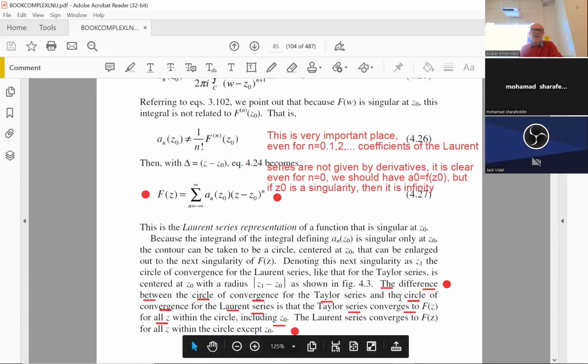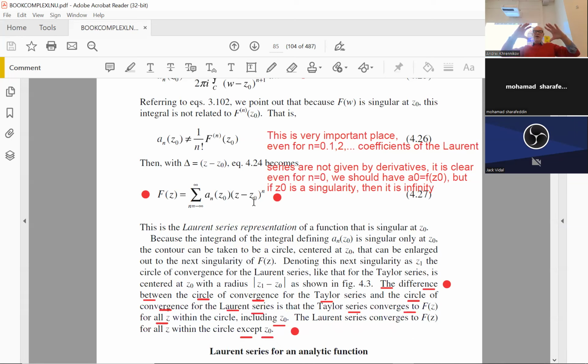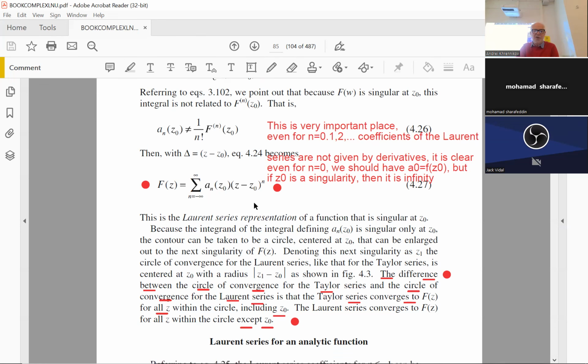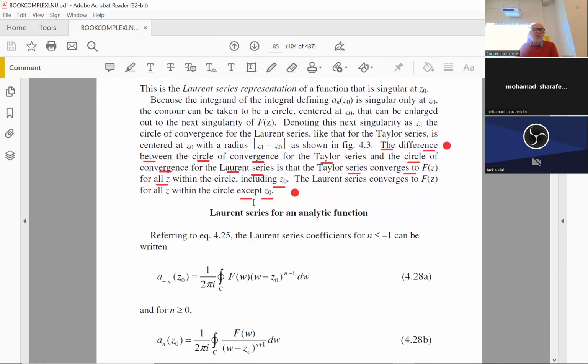Yeah. The difference is that Taylor converges within the circle. It is more or less the same story, but the series does not converge in the point z0. So we find the maximal circle around z0, but in the point z0 itself, the series does not converge.